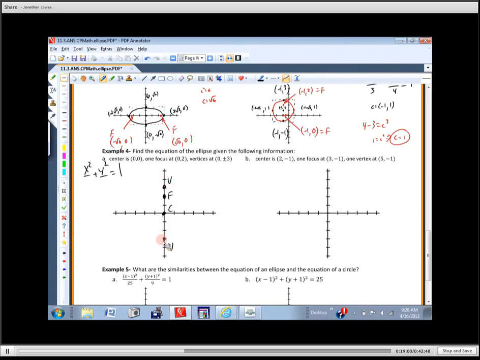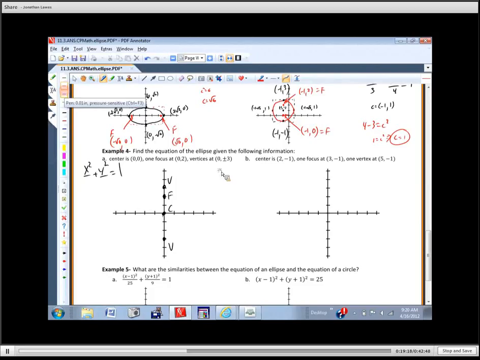Okay, this is going backwards from what we've normally done. Emily, what do you think? This just came to my mind, and the focus is 2, so it means a squared minus b squared has to equal 4, right? You are correct. A squared minus b squared.